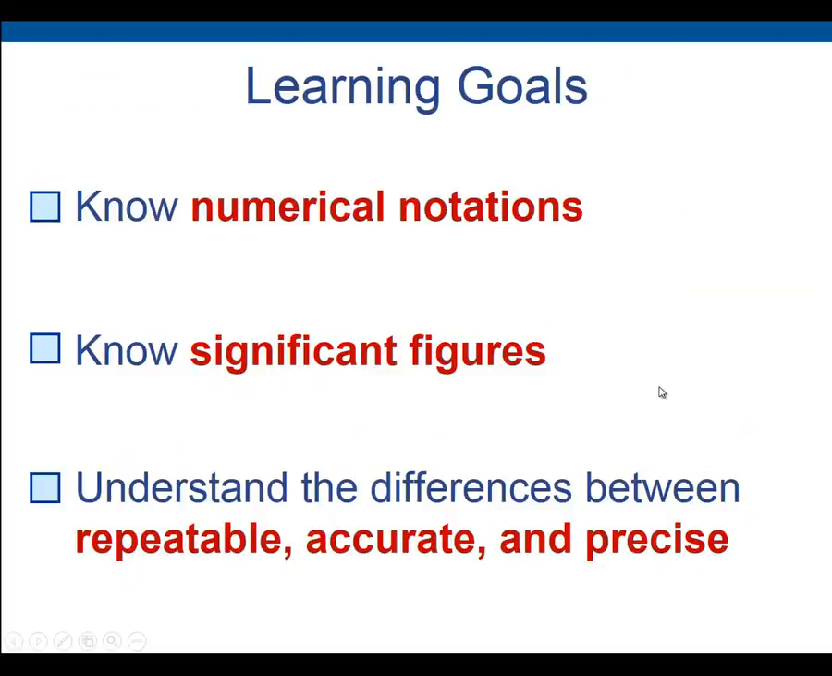In this class, we have learned 4 types of numerical notations: standard, scientific, engineering, and E notation. And we know what significant figures are, and we know the differences between repeatable, accurate, and precise.